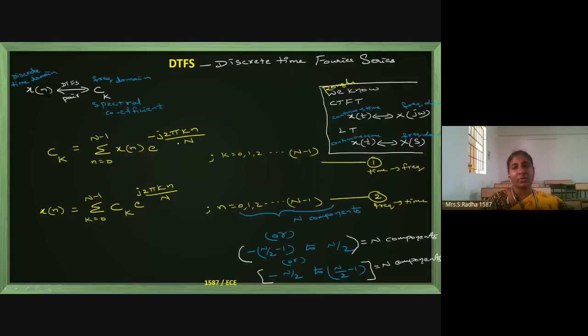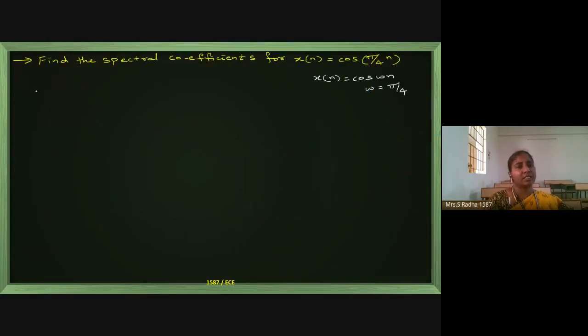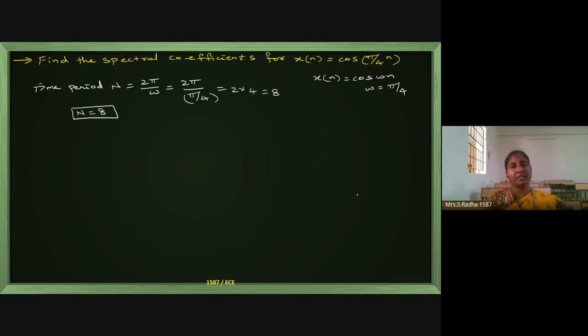And I told you in the previous step that N components are there, either as summation limits or as the extended components. That N is called the time period. The time period N is always calculated by the formula 2 pi by omega. The omega value is pi by 4 from the given question. Pi and pi get cancelled, 2 into 4 will come, and 8 is the value for N. Time period equal to 8. The number of components we have to use in the summation is 8.